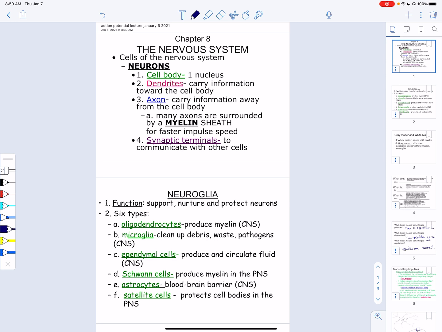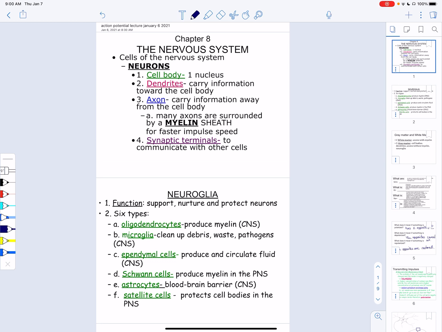At this point, you should know what a neuron looks like by a diagram, being able to identify the cell body, the dendrites, and the axon. And then at the end, you'll find those synaptic terminals. Now, for the explanation of an action potential, we don't need to worry about the myelin sheath.